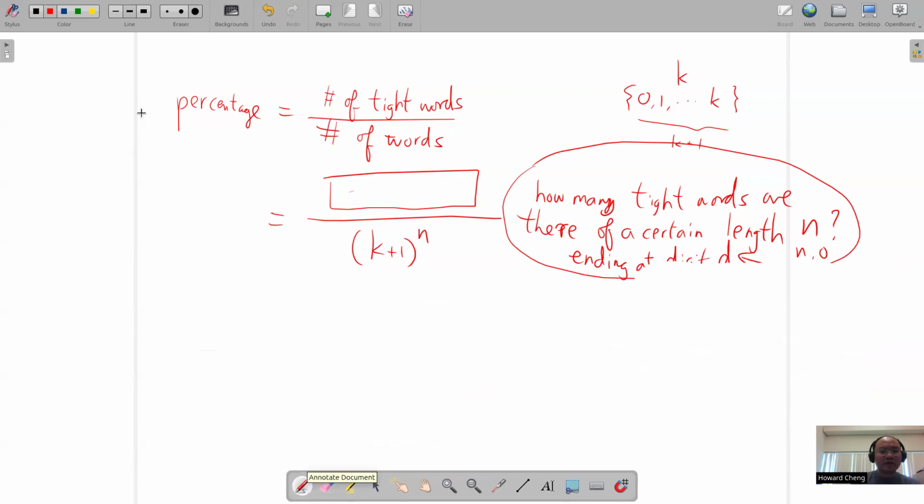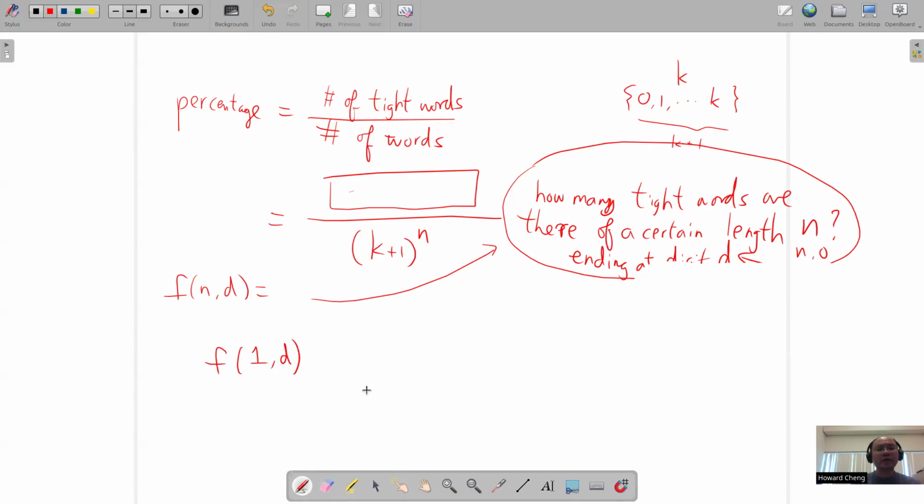So if f(n, d) is exactly this, the number of tight words there are of a certain length that ends at a certain digit, then I can compute a few things. So recursion.